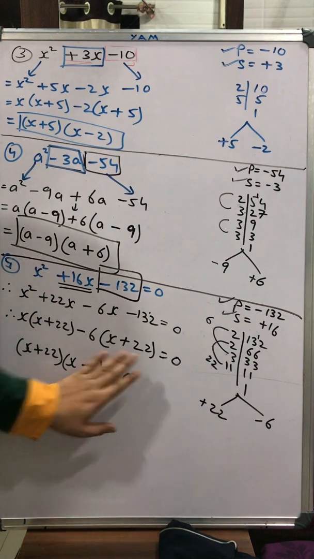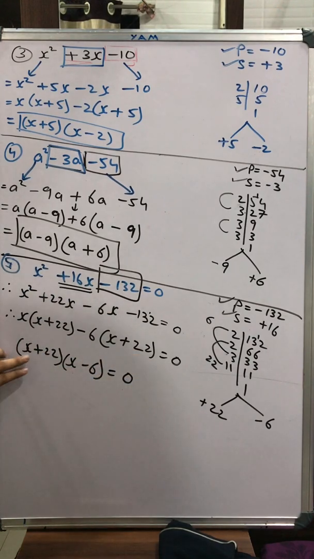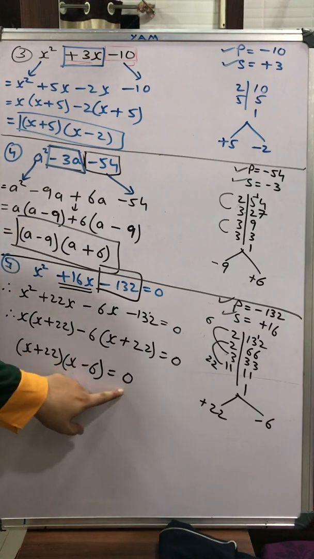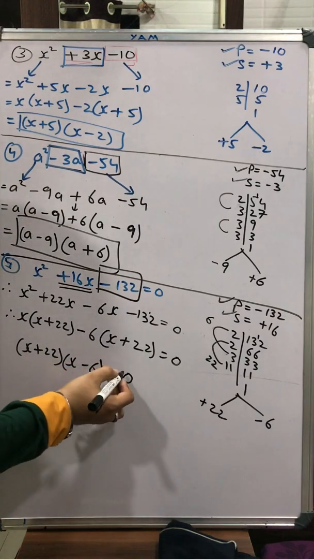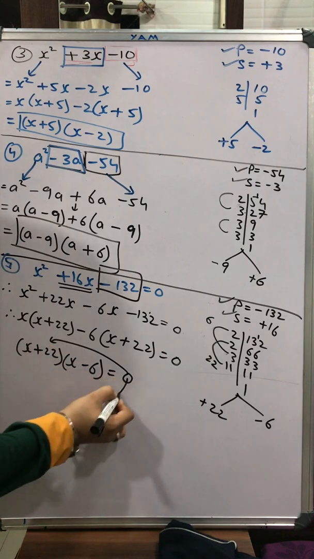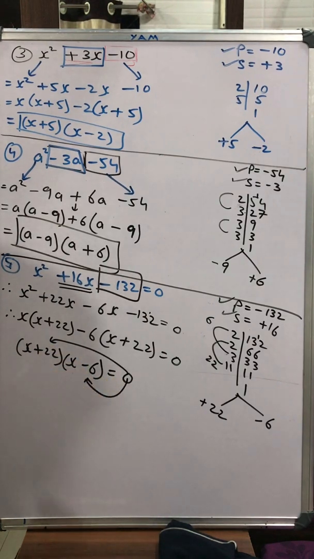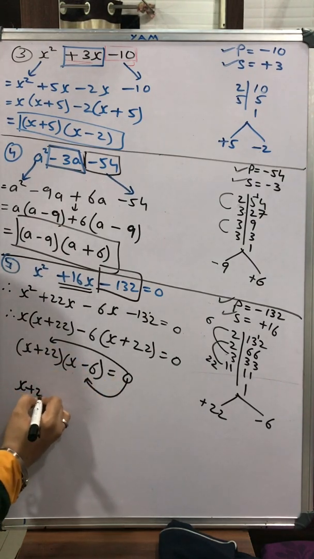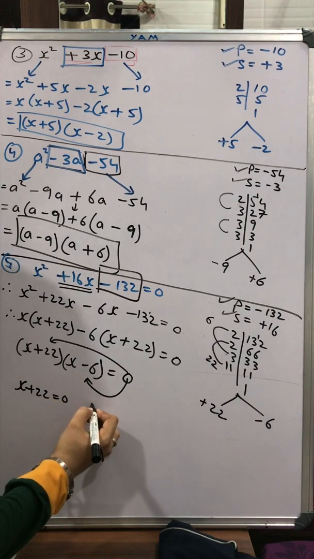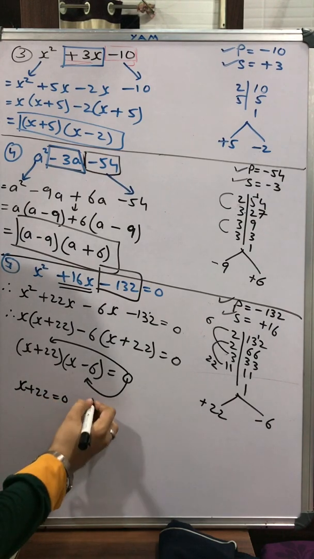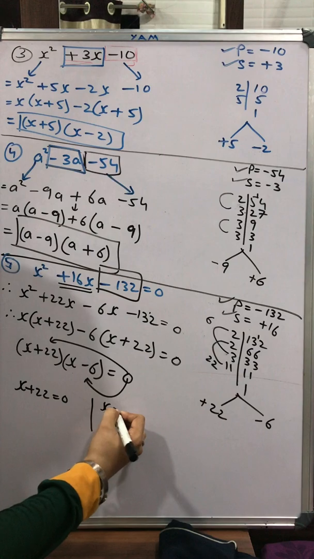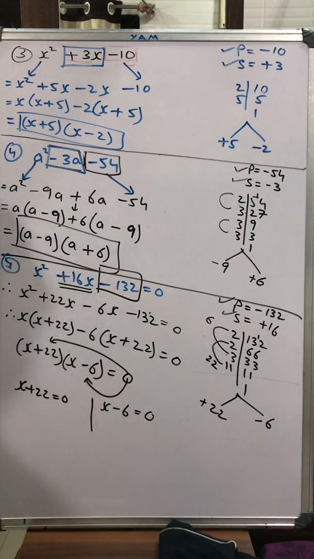If equal to 0 was not given, my answer would be just this, as in the previous two cases. But because here 0 is given, I'll hand this 0 over to this bracket as well as this bracket. So I'll say x plus 22 is equal to 0, or then I'll make a line here, x minus 6 is equal to 0.